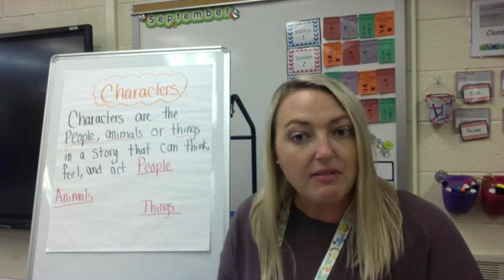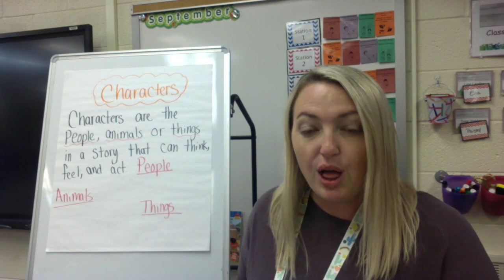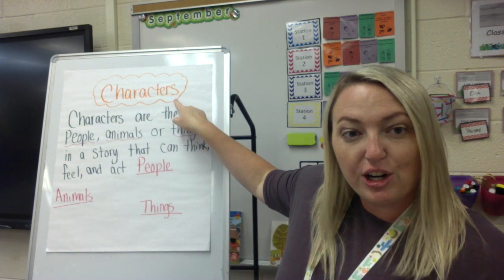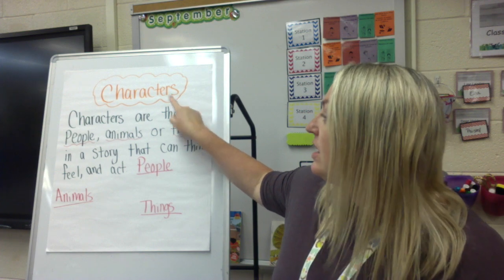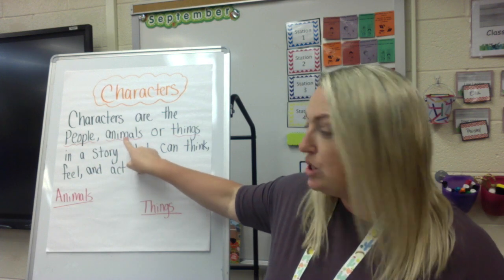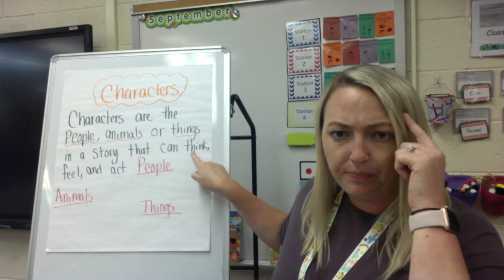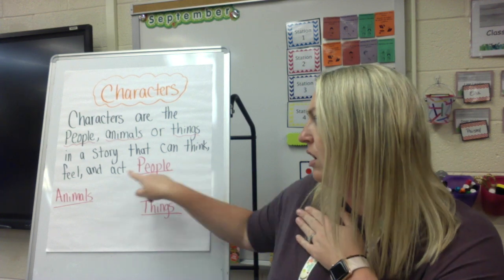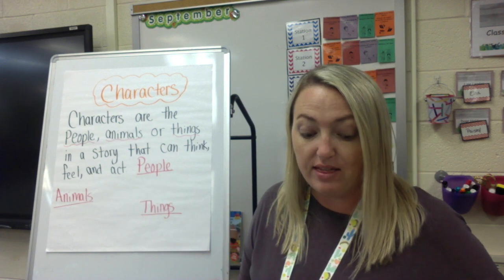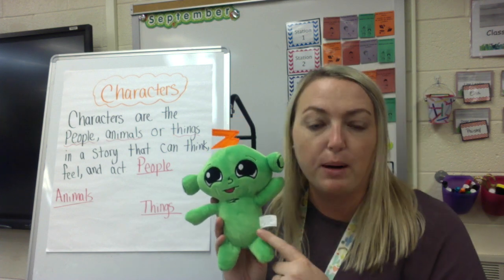These friends I've seen in books. And do you know what these friends are called? Well, they're called characters. This week we're going to be learning about characters in our book. Characters are the people, animals, or things in a story that can think, feel, and act. So those are the people or animals, or even things, like our friend Z. He's considered a thing because he's not an animal or a person.